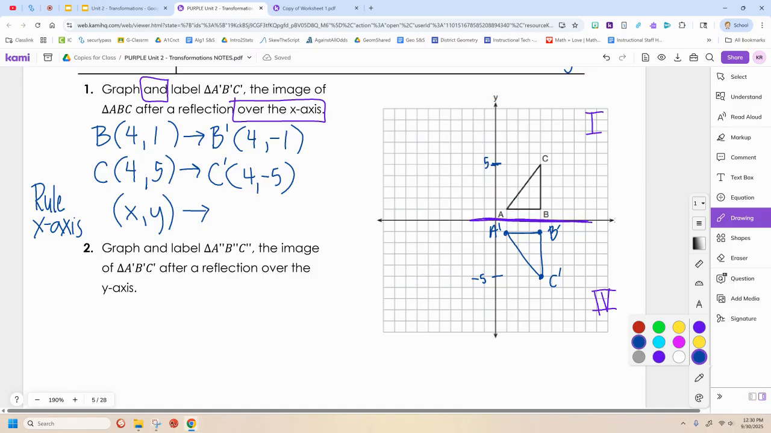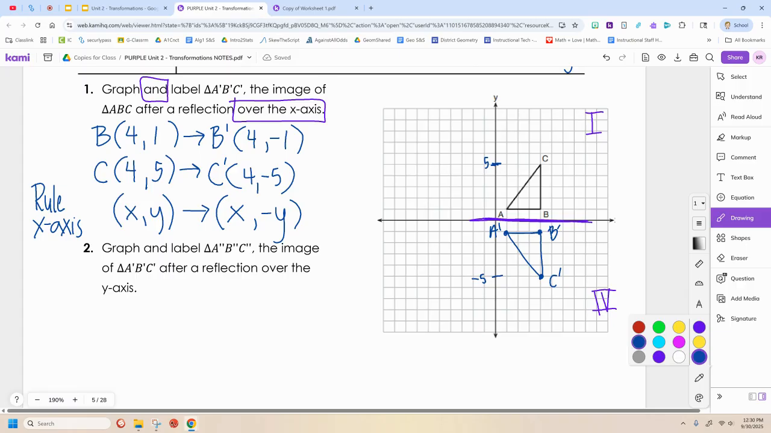What happened to the x-coordinate? It stayed exactly the same, so I'm just going to put the letter x. What happened to the y-coordinate? It became negative, or you could say it changed signs, or it negated, so negative y. And that's your rule. (x, y) goes to (x, negative y), and that's for over the x-axis. Okay? Ready for the next one?